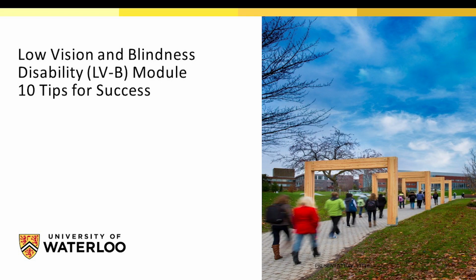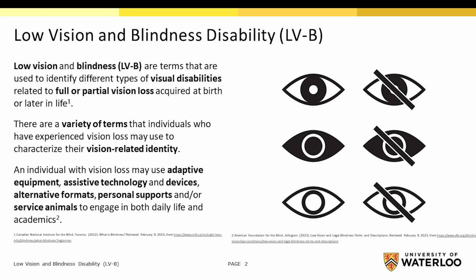Welcome to the Accessibility Services module on low vision and blindness disabilities. Low vision and blindness, LV-B, are terms that are used to identify different types of visual disabilities related to full or partial vision loss acquired at birth or later in life.